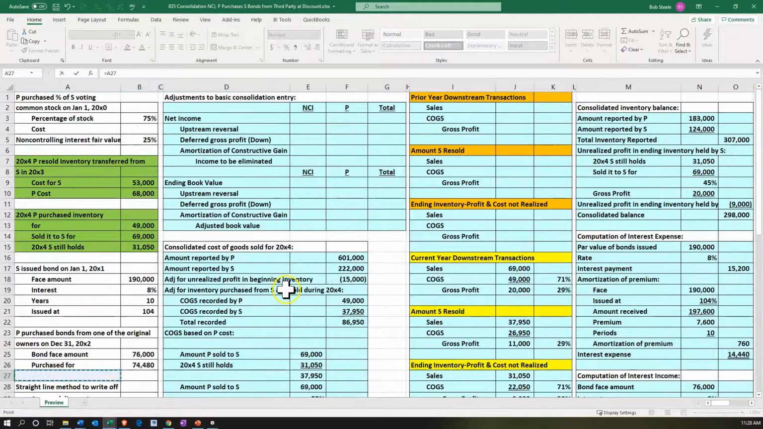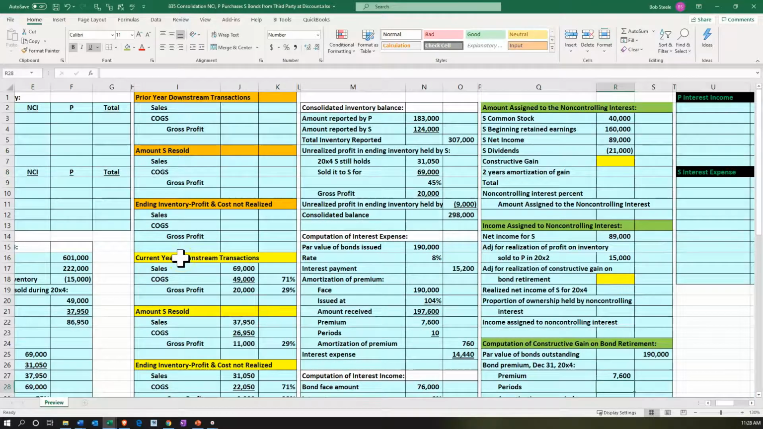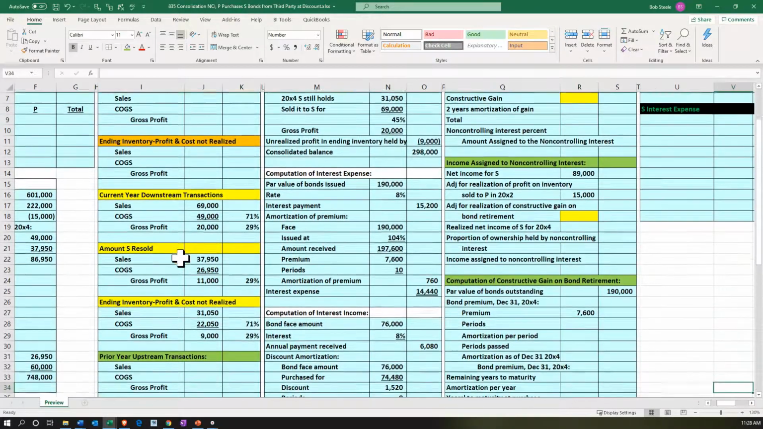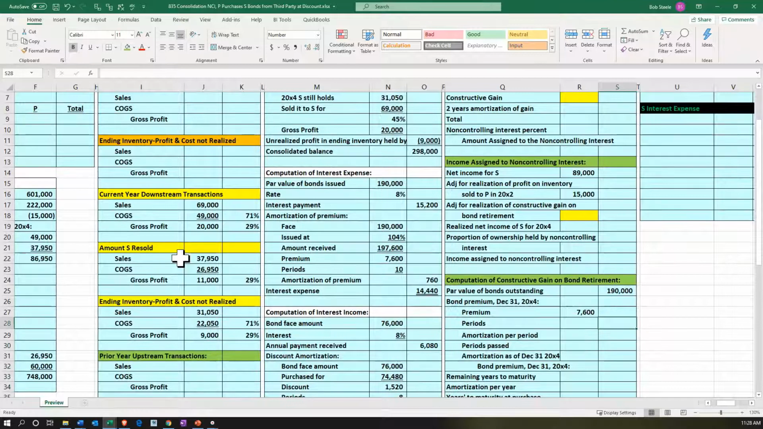It's going to be this 190,000 times the 1.04. And so that's going to be the amount that we received minus the original 190,000. And that's going to be the premium of the 7,600. So we calculated it before, but there's the 7,600. So here it is. Here's the premium calculation. So we could pull it from there as well.